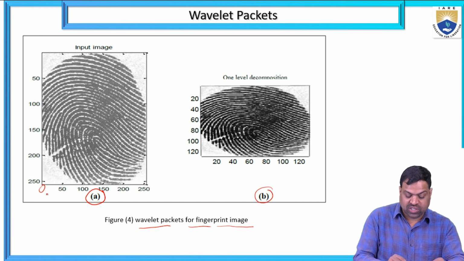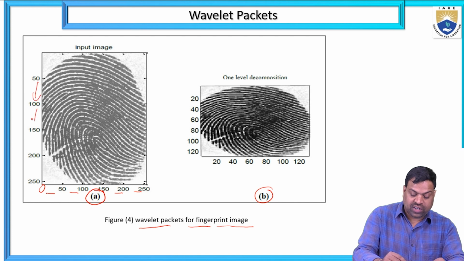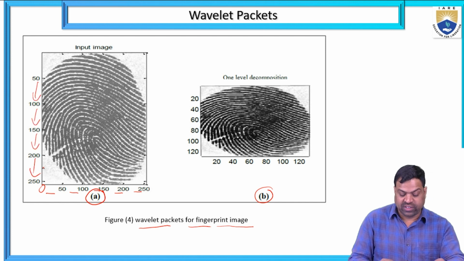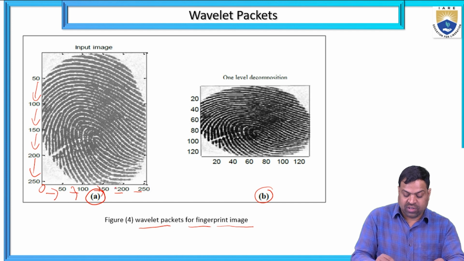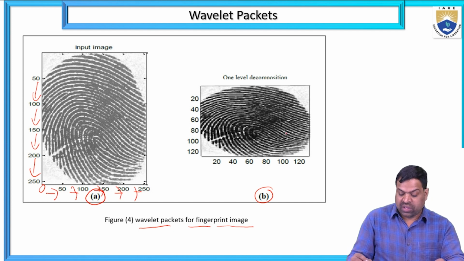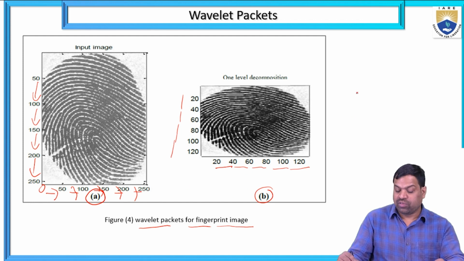What are the levels? 0 to 50, 100, 150, 200, 250, like this. And for width and height, it is also 20, 40, 60, 80, 100, 120. So what is the range? Here I am taking from 0 to 120 height. Here 0 to 120 width.